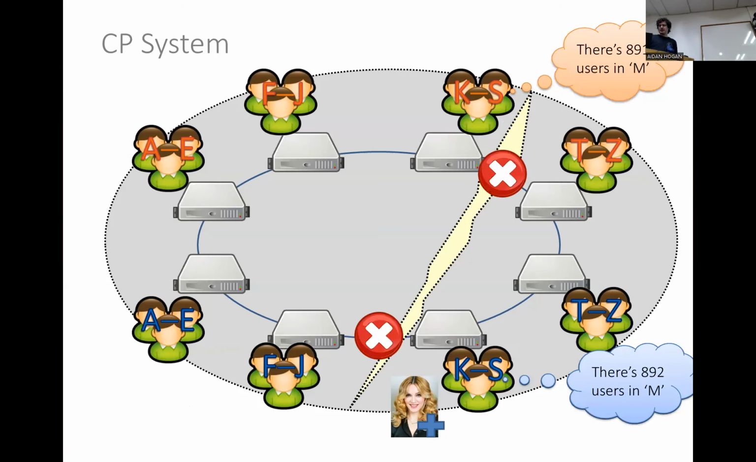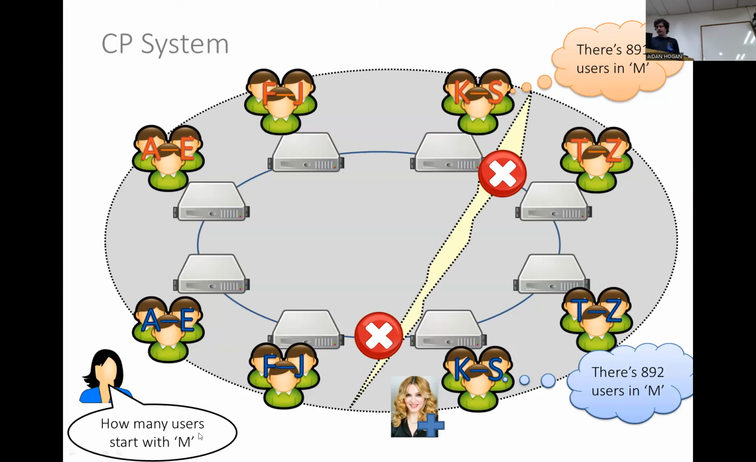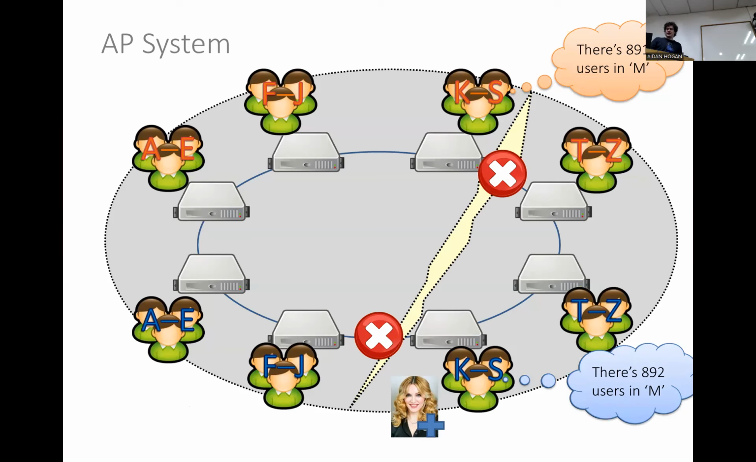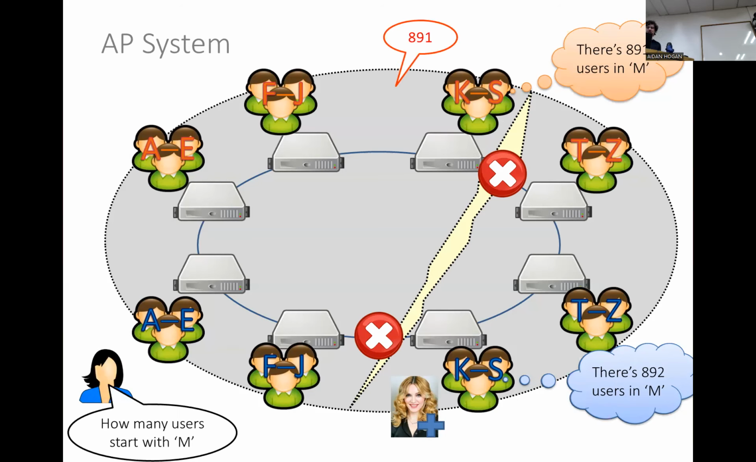A CP system, in this case, means that we're going to reject either the request to add Madonna or the request to read the data from the partition system. We're going to say we can't respond to this right now. So essentially, the CP system can say error, or I can't do that for you right now. The AP system will give the best effort response, even though it's not necessarily consistent. So we'll say 891.